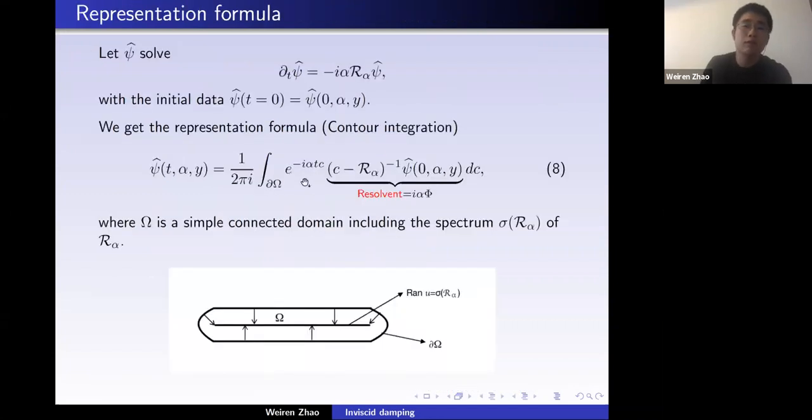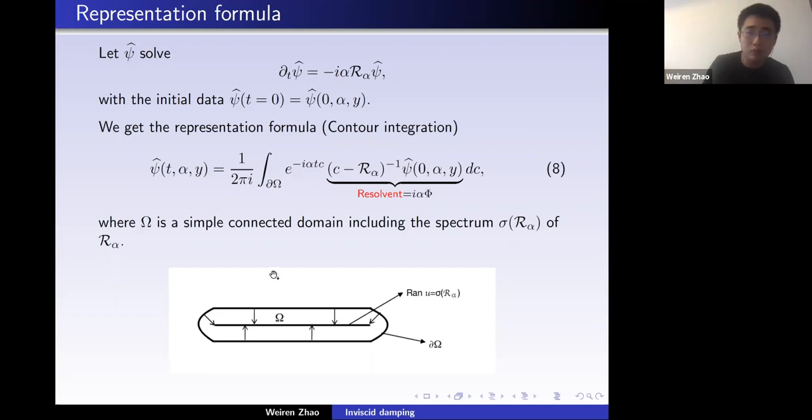So if the stream function solves the above equation, then by the representation formula, we have this formula for this solution. And this is the initial data. Here I would like to mention that this contour integration is taking place over this omega, where omega is a simply connected domain which contains the continuous spectrum.